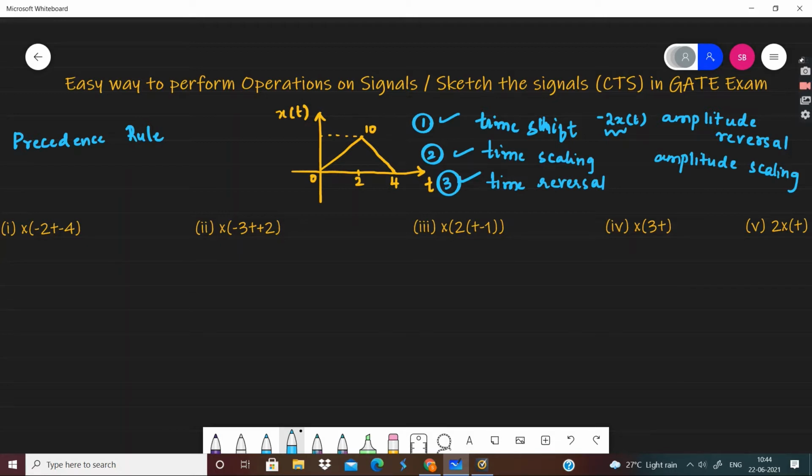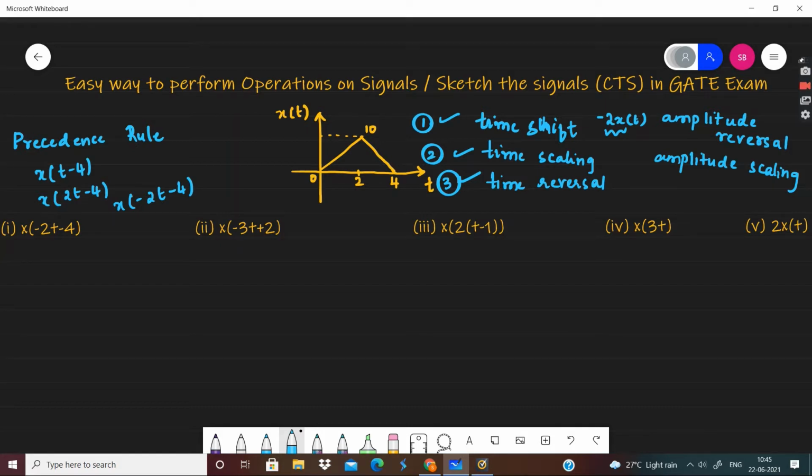So if I want to plot the signal, if I want to sketch the signal for the given question x of minus 2t minus 4. In my last video, if you have seen, you must be able to recognize this in terms of a precedence rule, where you will be plotting the signal first for x of t minus 4 in terms of time shift operation. Then we have to perform the sketch for x of 2t minus 4 in terms of time scaling operation. Then finally we have to perform x of minus 2t minus 4, which is in terms of time reversal operation. So there are three distinct signals which you need to sketch.